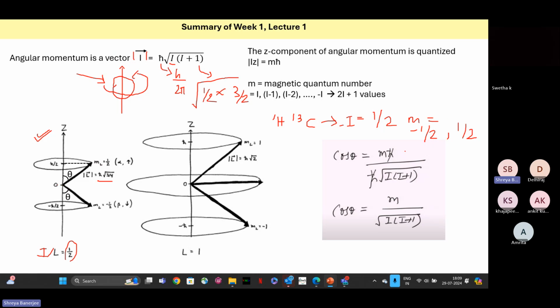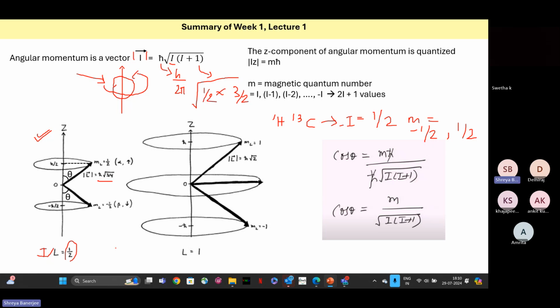So here you can see for I half, you have the values of m as minus half and plus half. So minus half is going down and plus half is going up. And it is giving rise to two energy states having two different values of energy. So we'll come to that. But for now, it is enough to remember that for the magnitude of this angular momentum, you just put the value of I half in this formula and get it as h bar root 3 by 4.